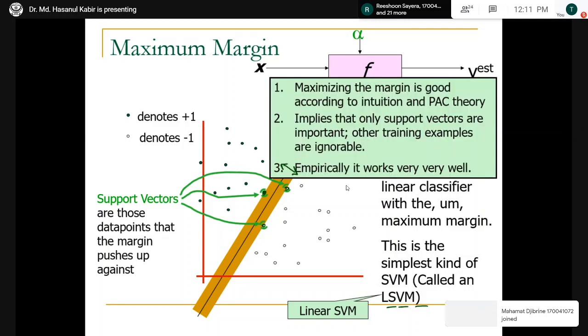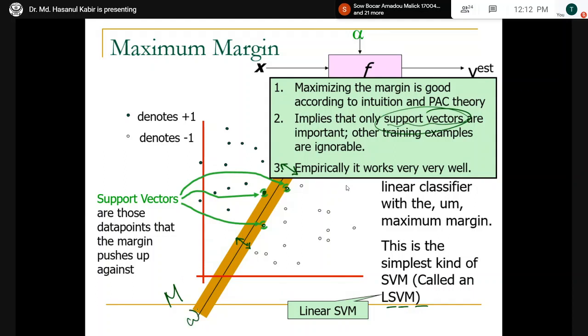The important thing is that the support vectors are the ones which define the margin. Later on, we'll see that this margin will only depend on the support vectors. And to determine the value of W, you have to find the value of W, which also depends on these support vector samples. Is this clear up to this?